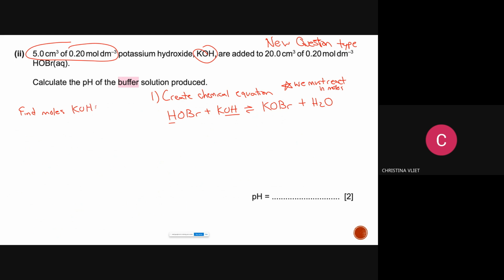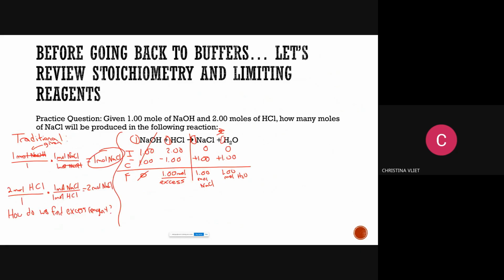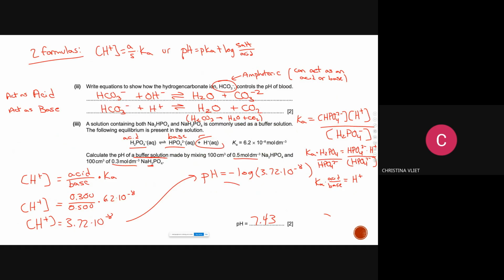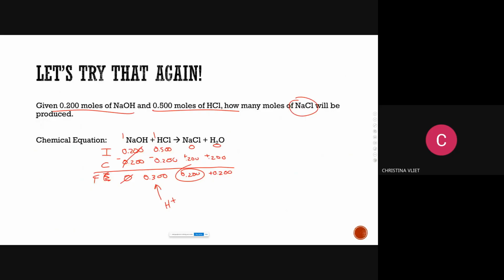What's the way to do that if I've got volume and concentration? That's why I wrote it down earlier. If you remember, back at the beginning, we said concentration is defined as moles over dm cubed. So if what I'm always going to be solving for is moles, this really just means I'm going to take my concentration and multiply by the dm cubed. Are we okay with that? So I'm going to write concentration times dm cubed equals moles. Are we good with that?